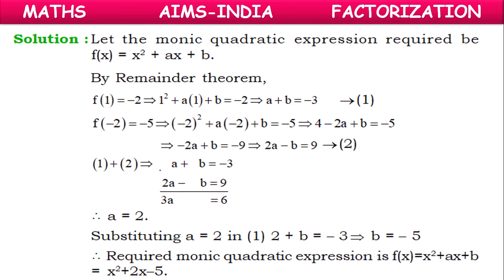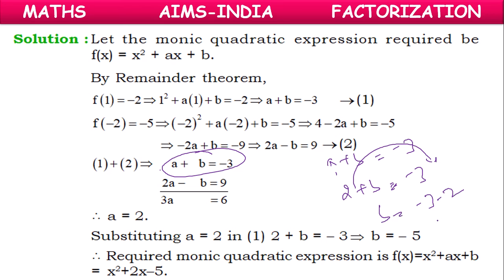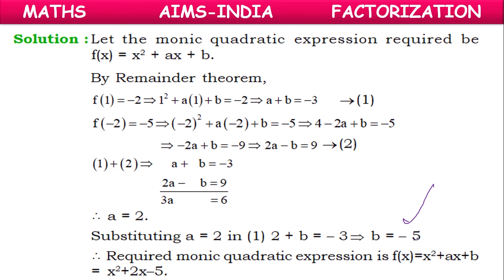We have got a equal to 2. In a plus b equal to minus 3, if we substitute a equal to 2, and this 2 goes towards the right hand side, it will become minus 3 minus 2, which is equal to minus 5. So the b value is minus 5. The a value we have got is 2, the b value is minus 5. So the expression is x square plus 2x minus 5. This is the monic quadratic expression.